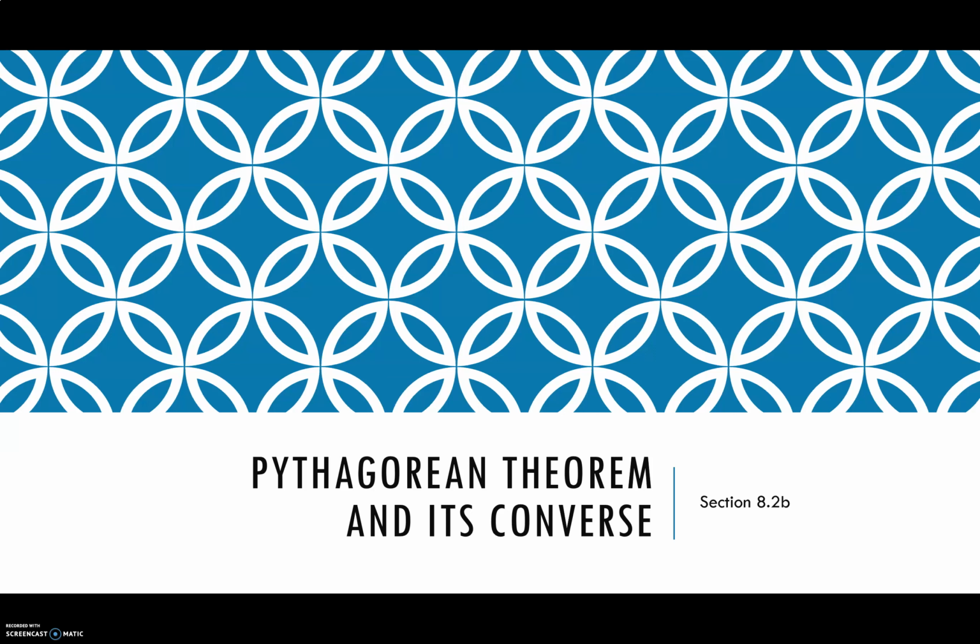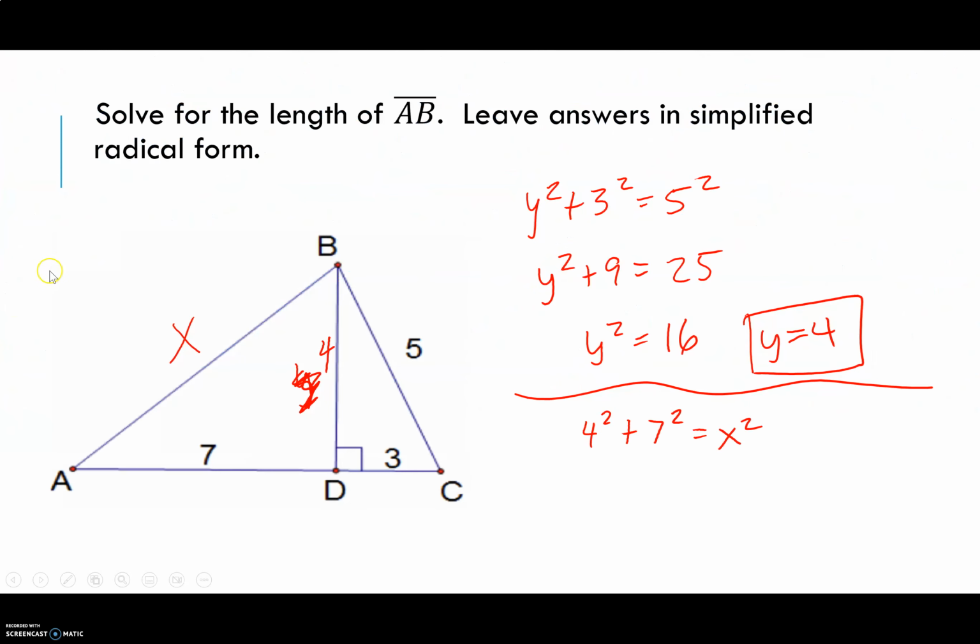I'm going to start this video off with the end of what I wasn't quite able to finish in the last video. We had these two right triangles right up next to each other. We're supposed to solve for the length of AB, which is x, but in order to do that, we had to first solve for the length of BD, which we figured out was 4. So then we just set up another Pythagorean theorem using 4 and 7 as the legs and x as the hypotenuse. 4 squared is 16, 7 squared is 49, and you just add those two together, so you get 65 equals x squared.